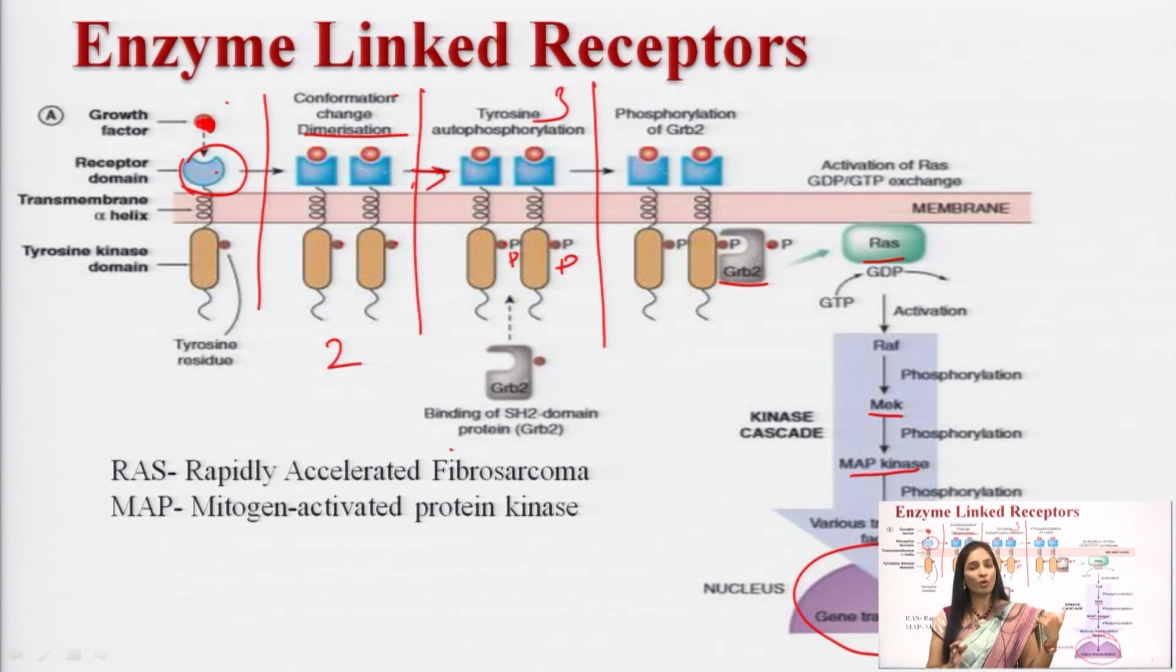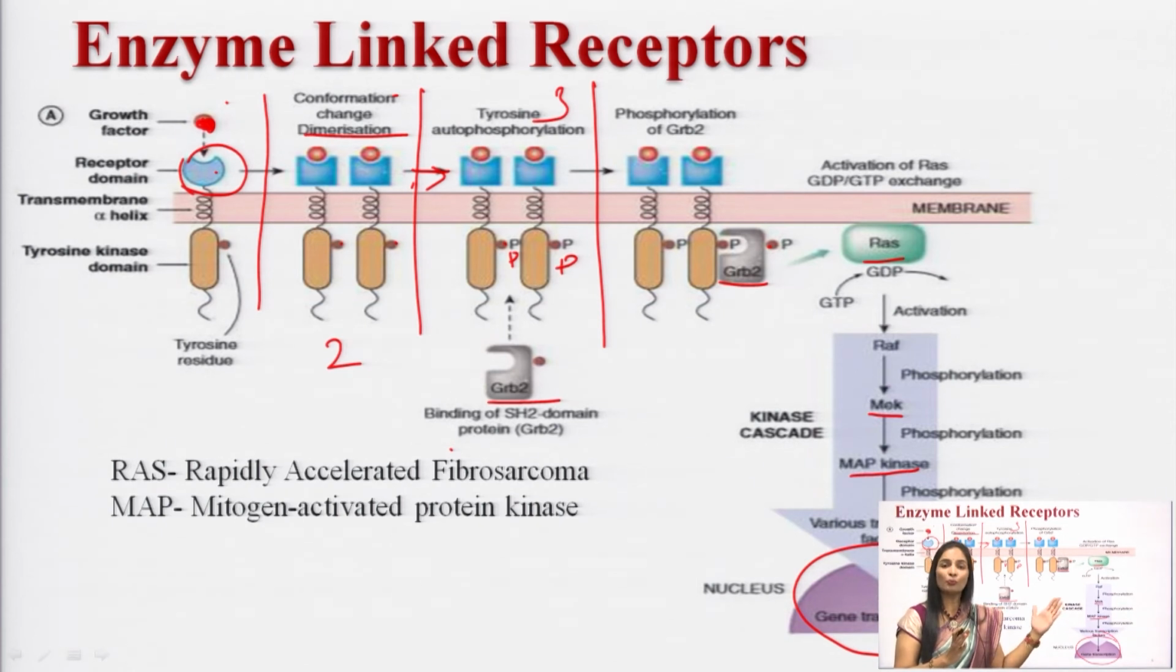Once the receptor has been activated, once the receptor has autophosphorylated, this GRB2 consists of SH2 domain, which you can call a tyrosine residue. This tyrosine residue of GRB2 will be attracted to the phosphorylated site of a tyrosine kinase receptor, and now this GRB2 will migrate to the phosphorylated site of a tyrosine kinase receptor, and once GRB2 binds to the phosphorylated site of a tyrosine kinase receptor, what is going to happen here?